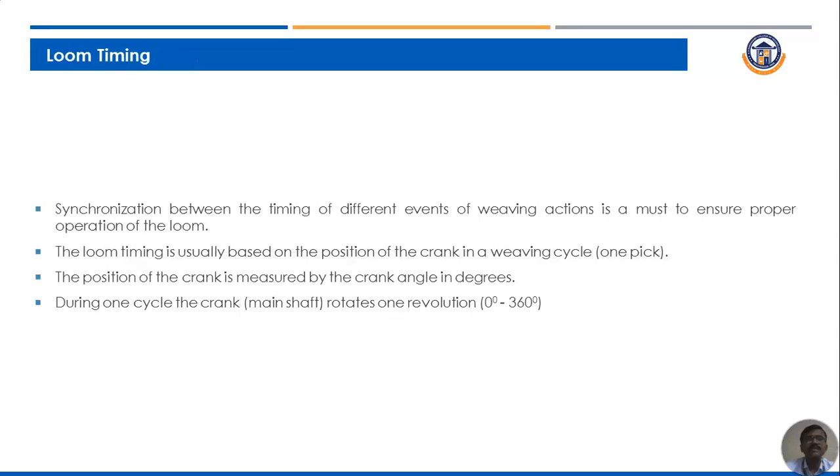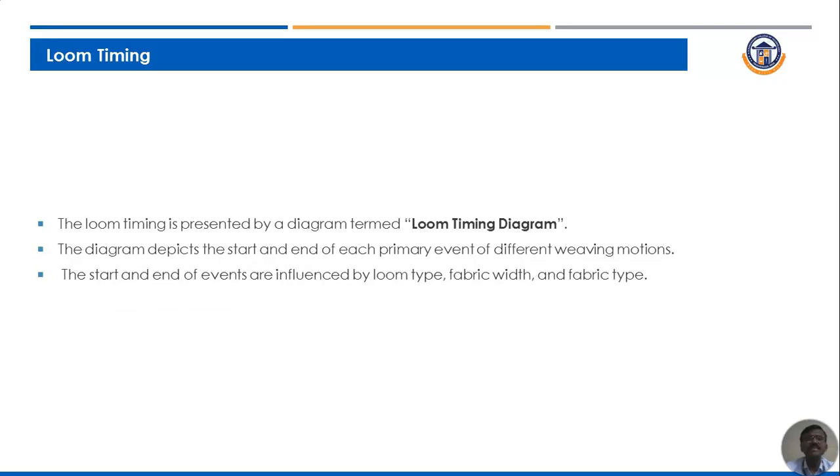Loom timing is the timing of different actions performed during one cycle of the crankshaft, that is from 0 to 360 degrees. Next is the loom timing diagram. This is the loom timing diagram where we can see the different timing mechanisms necessary for performing the primary motions, that is shedding, picking and beat-up mechanisms.